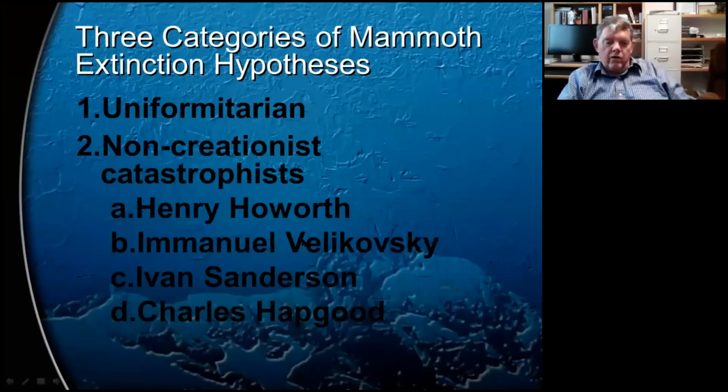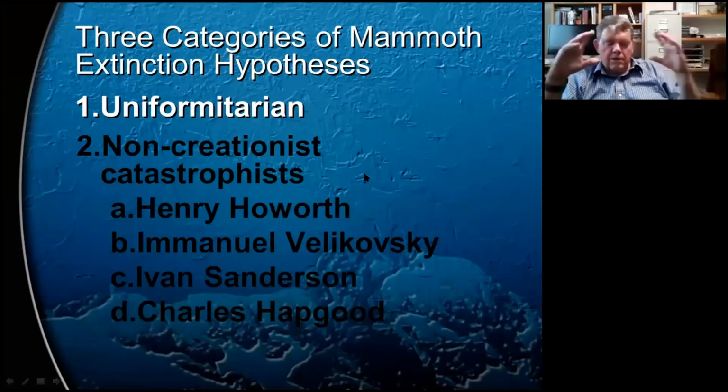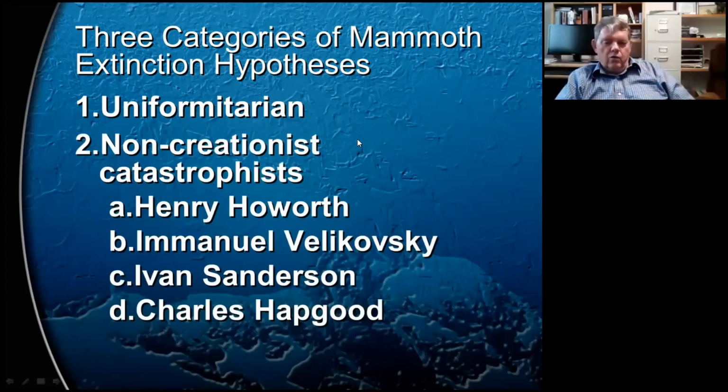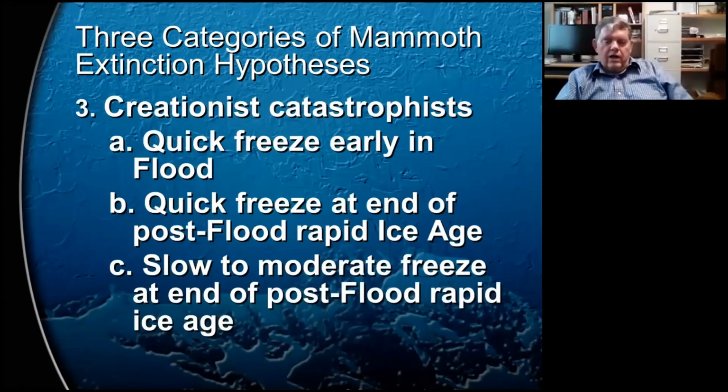Anyway, there's three categories of mammoth extinction hypotheses. The uniformitarian, which is present processes over millions of years, and the climate generally the same as today. And then we have a group called the non-creationist catastrophes, which some of you may have heard of and some may not, but regardless, I am not going to talk about them for lack of time. But they had some wild ideas like the poles shifting from the tropics to the poles and they suddenly froze, things of this sort. And then there are us, creationist catastrophes.